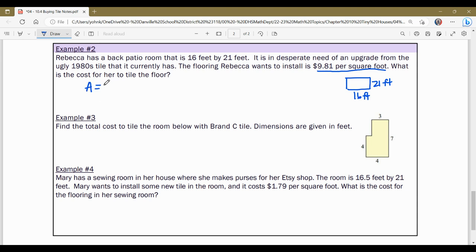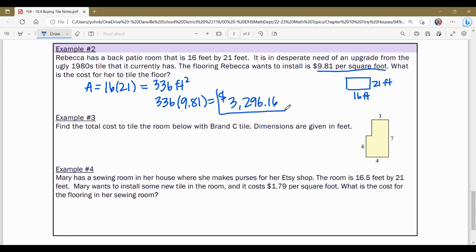So my area in square feet is length times width, 16 times 21. That's going to give us 336 square feet. Then I need to take how much square feet I need, 336, and multiply by how much it is per square foot, 9.81. So I'm going to take 336 and multiply by 9.81. This is going to give us a total cost of the room of $3,296.16.